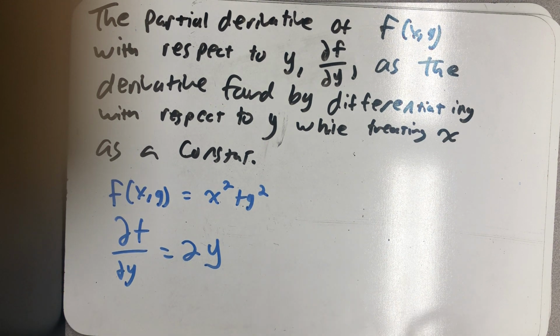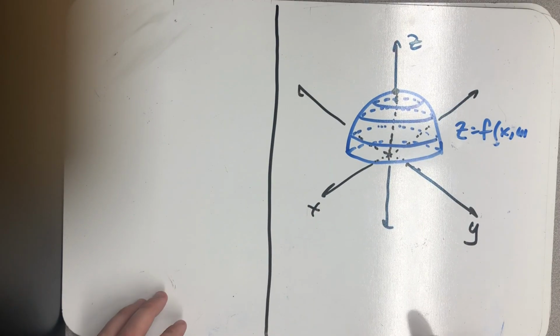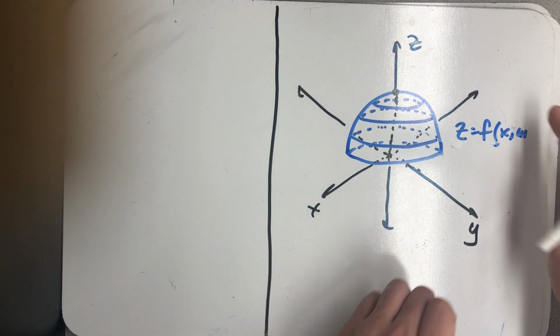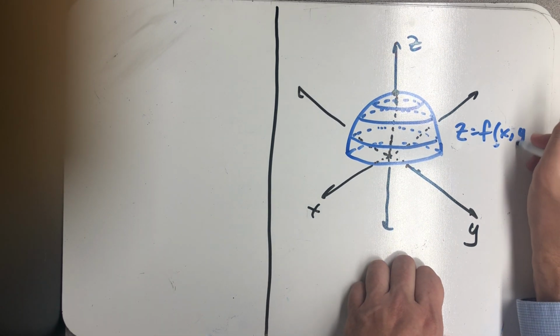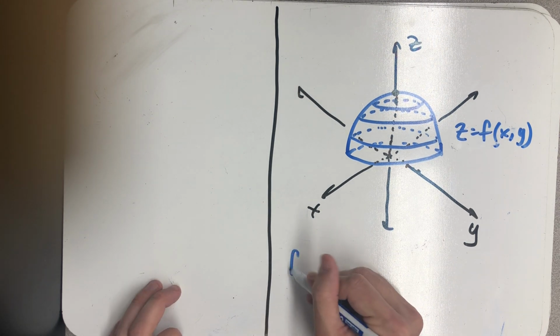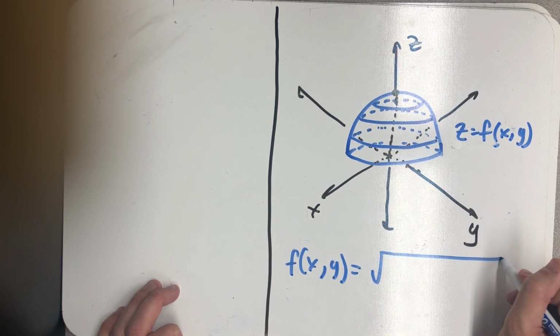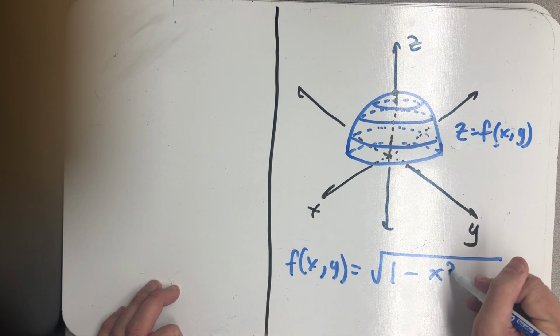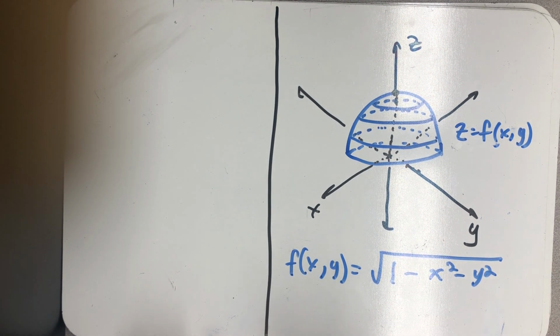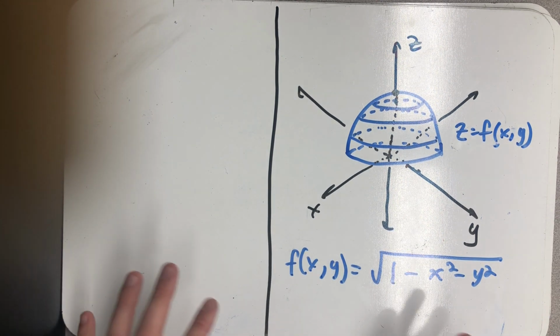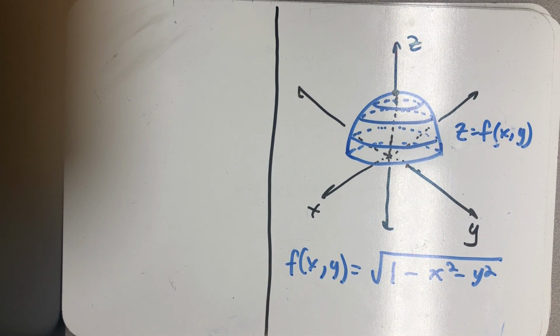Let's look at a different example. So let's imagine I have f of x y is the top half of the unit sphere. Not drawn particularly well there. Let's calculate both partial derivatives, the partial with respect to x and the partial with respect to y, and then see if we can interpret that visually.